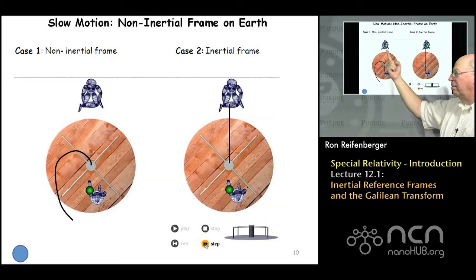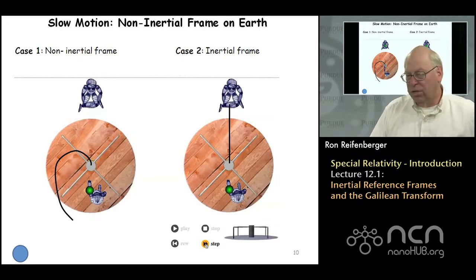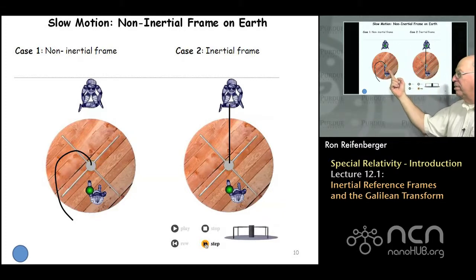This scientist number 2 has caught the ball, and he's at this orientation with respect to scientist number 1. The thing that's different is in the non-inertial reference frame, the ball followed this very screwy-looking path. Here, in the inertial reference frame, the path of the ball was straight. So, how do you describe the difference between these two experiments?